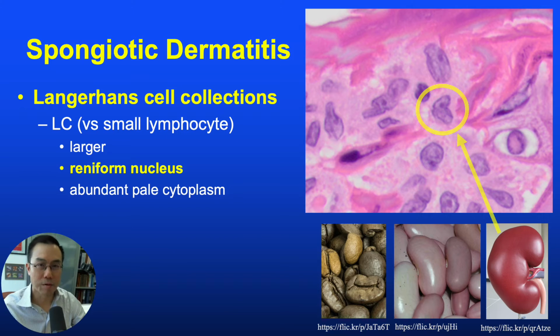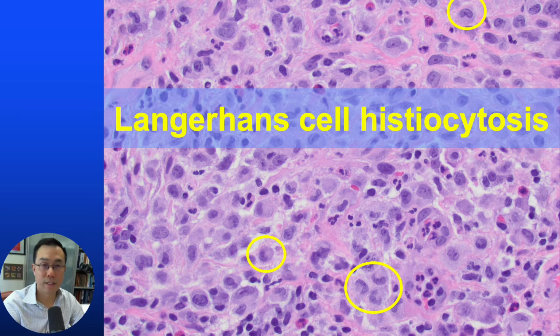But we can't really distinguish these different subtypes of Langerhans cells on H&E or even readily by immunohistochemistry, so we collectively just refer to all of these cells in the spongiotic vesicles as Langerhans cells with their reniform nuclei and distinctive pale cytoplasm, even though we recognize that it's actually a mixed population of cells. Langerhans cell histiocytosis provides ample opportunity to see numerous Langerhans cells and may be regarded as the neoplastic counterpart of the cells that comprise the Langerhans cell collections.